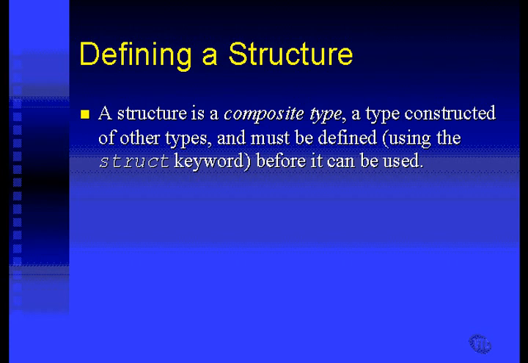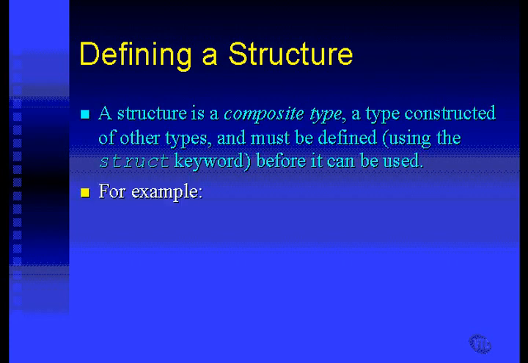Now, you need to know that a structure is a composite type. In other words, it's a type constructed of other types. In other words, you build a structure from component elements, such as integers, strings, floats, and so on. You can even use other structures as elements of your structure if you've already got those other structures created. This structure must be defined before it can be used. Like I said, you define your structure at the beginning of your code, at the beginning of your program, and then you can use it to declare as many variables as you like of that type.